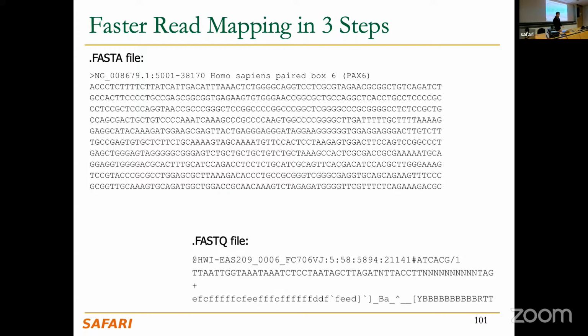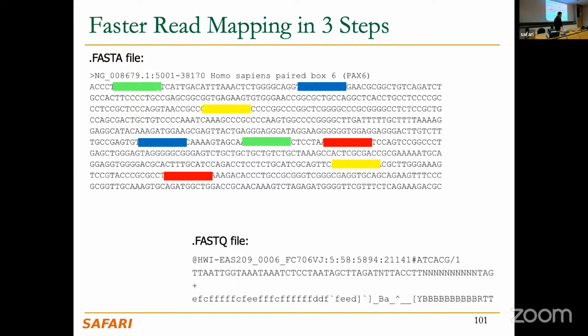I guess maybe this is also a good time to mention the file types that we use to store these reads. We mainly have two types of files. One is a FASTA file, which basically only includes sequences of your DNA and some ID to label that read with some information. Or we can have FASTQ files, which may contain, in addition to the sequences, some quality scores that can tell us how confident we are that a particular base in the read is accurate or not.